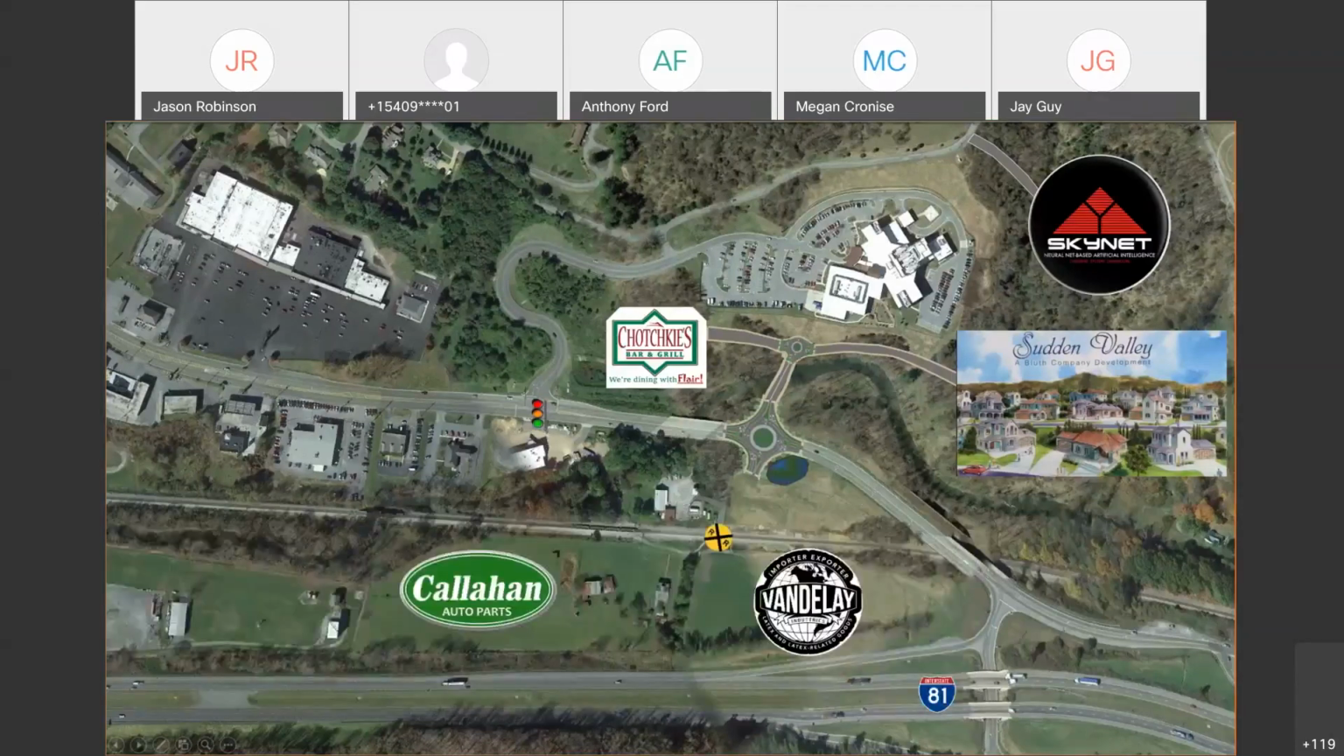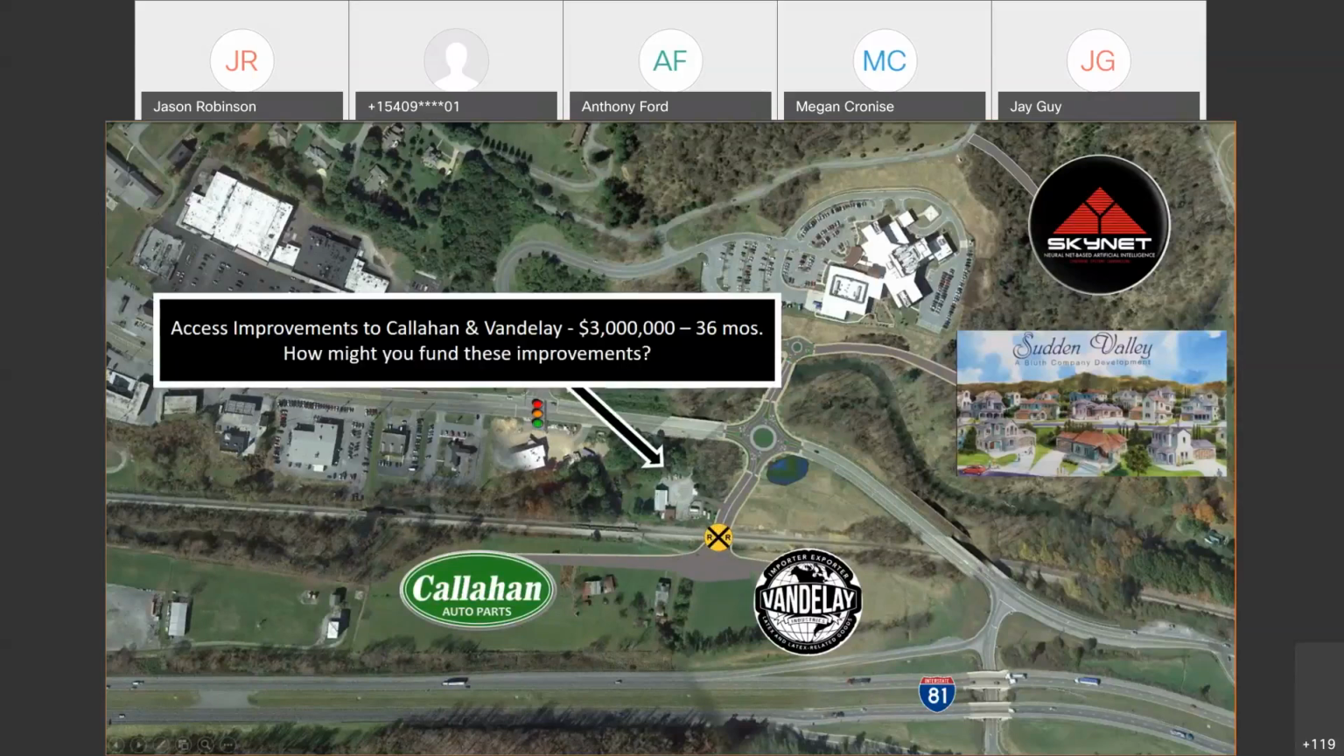All right, we'll go on to the next piece here. This is the larger access question down to Vandalay and Callahan. $3 million for all the improvements, all told, that are going to be needed down there. And how might we fund these improvements? It's going to be the same answers on all the poll questions, just familiarity. Keeping in mind we've got that railroad crossing that needs to be addressed. We are providing access to 2 new industries, but we are also tying into new improvements along the way.